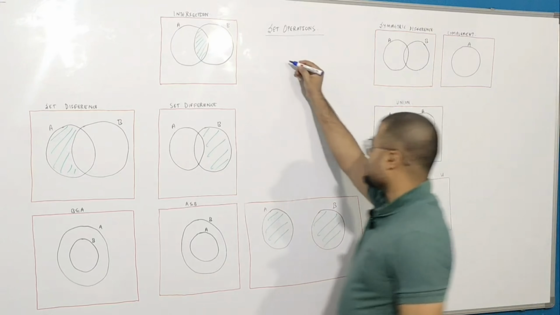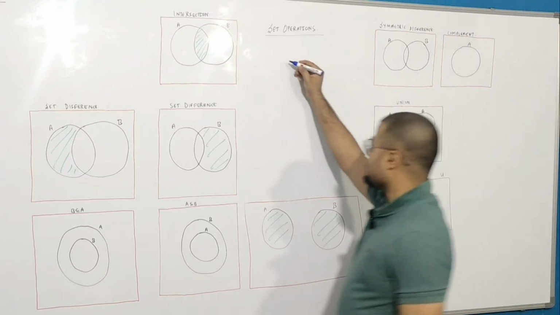This will give me a set that has elements x such that x belongs to A and x does not belong to B, or x does not belong to A and x belongs to B. Okay, so this is what your symmetric difference is.